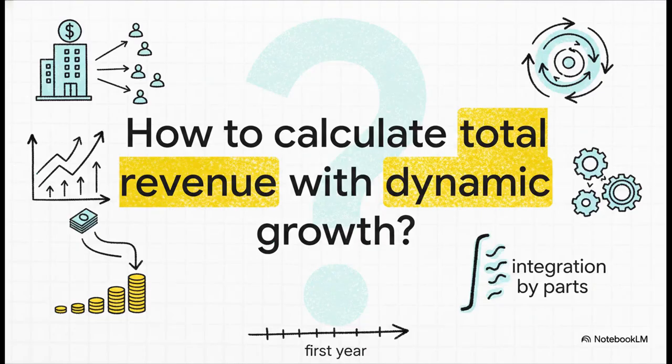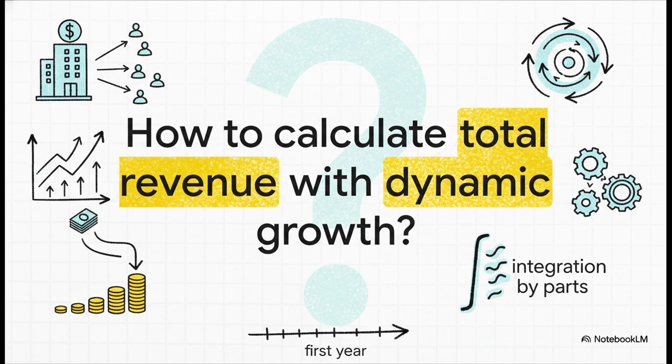All right, let's just jump right in with a scenario. I want you to imagine you're the CFO of a super fast-growing tech startup. It's your first year, and things are going great. You're not just adding new customers every month, you're also getting better at upselling them, which means the average revenue you're pulling in from each customer is also going up. So, how in the world do you calculate your total revenue for that first year?